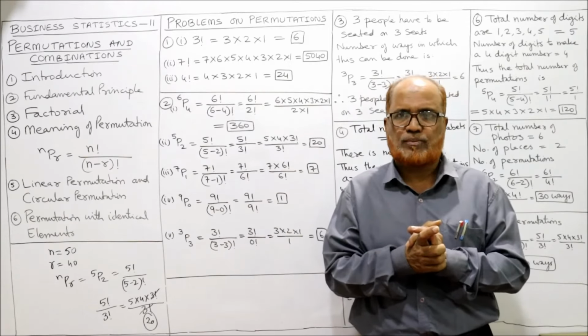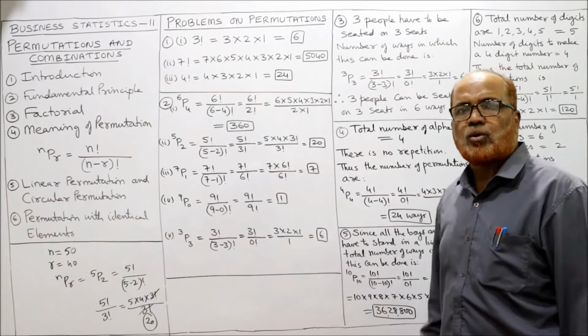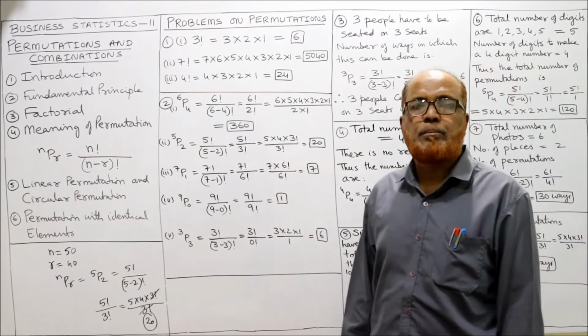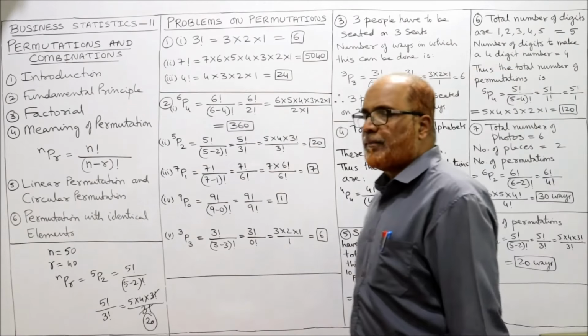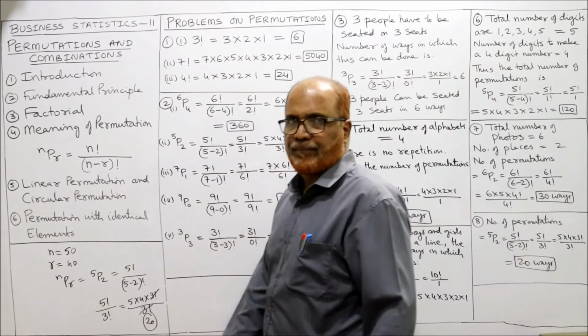Similarly 3P3. 3 factorial divided by 3 minus 3 factorial. So 3 minus 3 is 0. 0 factorial, always remember, is equal to 1. So 3 factorial, 3 into 2 into 1, 6. That's it. So two basic problems we have done. First problem, factorial. Second problem, nPr. Now problem number 3. See the third problem.